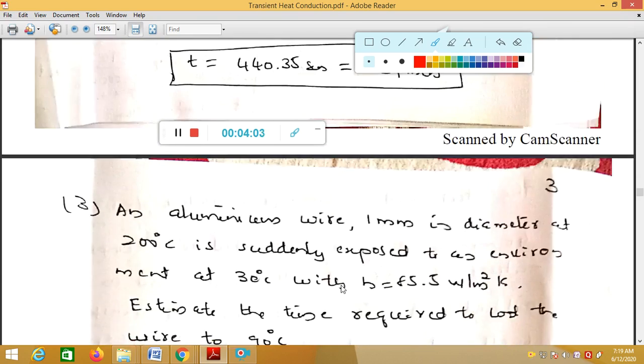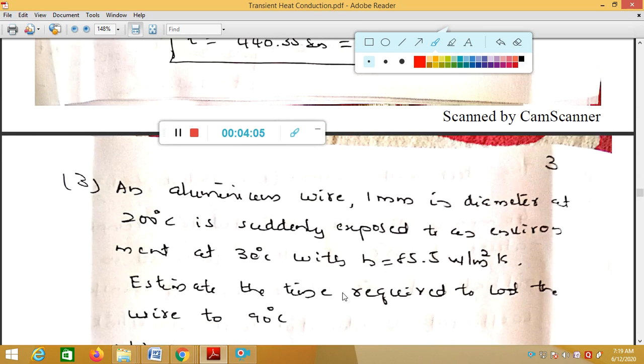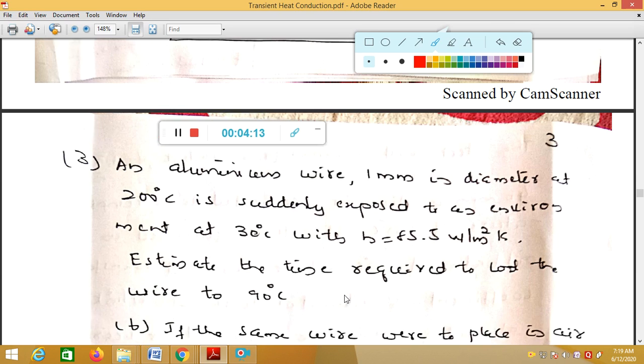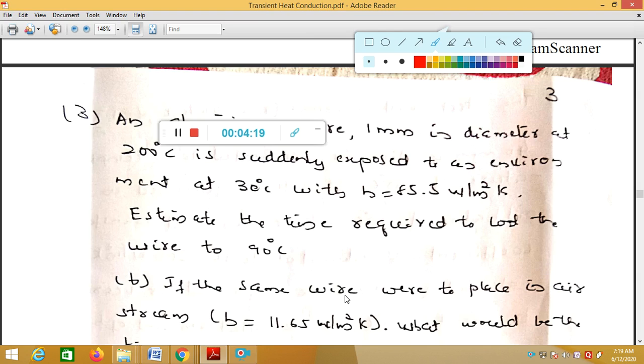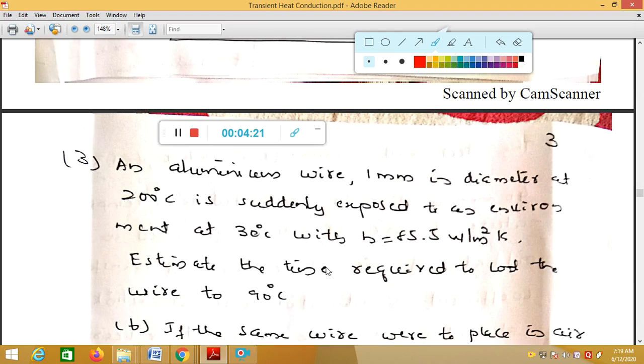Another problem. It is a cylindrical aluminum wire, 1 mm in diameter, at 200 degree centigrade, suddenly exposed to an environment at 30 degree centigrade with h equal to 85.5 watt per meter square Kelvin. Estimate the time required to cool the wire to 90 degree centigrade. It is the first part. It is a small diameter and long wire. The diameter is small and the length is long.